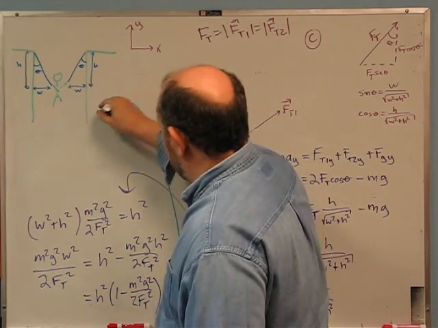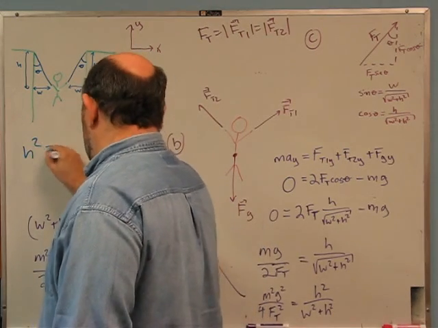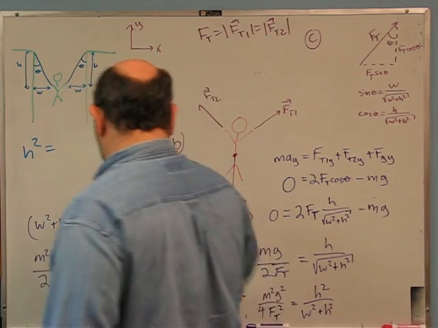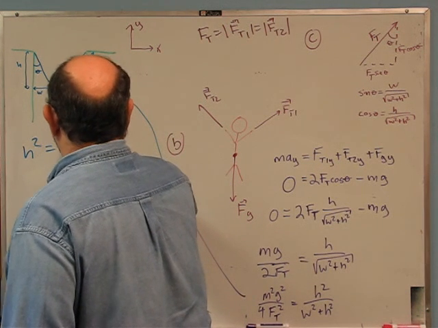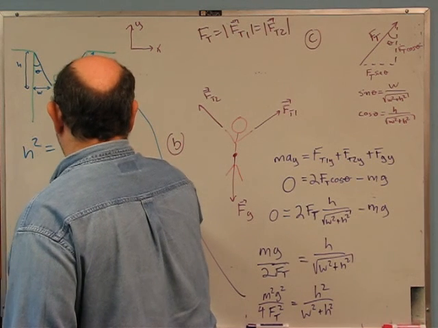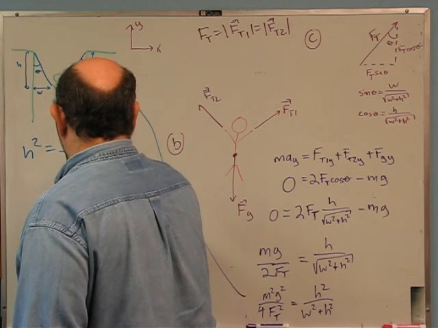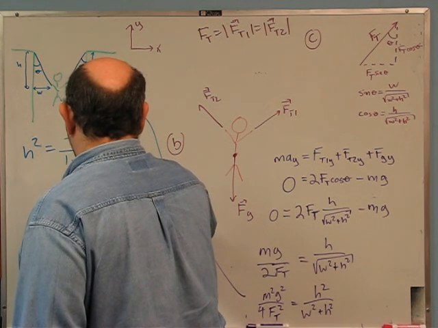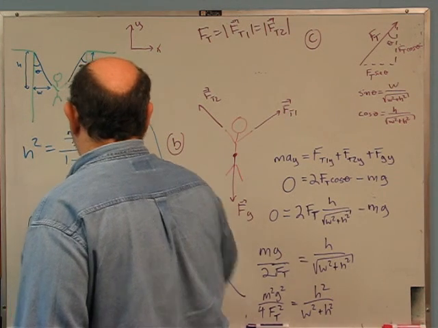So now I'm going to go up to here. I can solve this for h. I get h squared is equal to the left side divided by the right side. So this is going to be ugly. Just prepare yourself. M squared g squared w squared divided by 2ft squared all over 1 minus m squared g squared over 2ft squared.